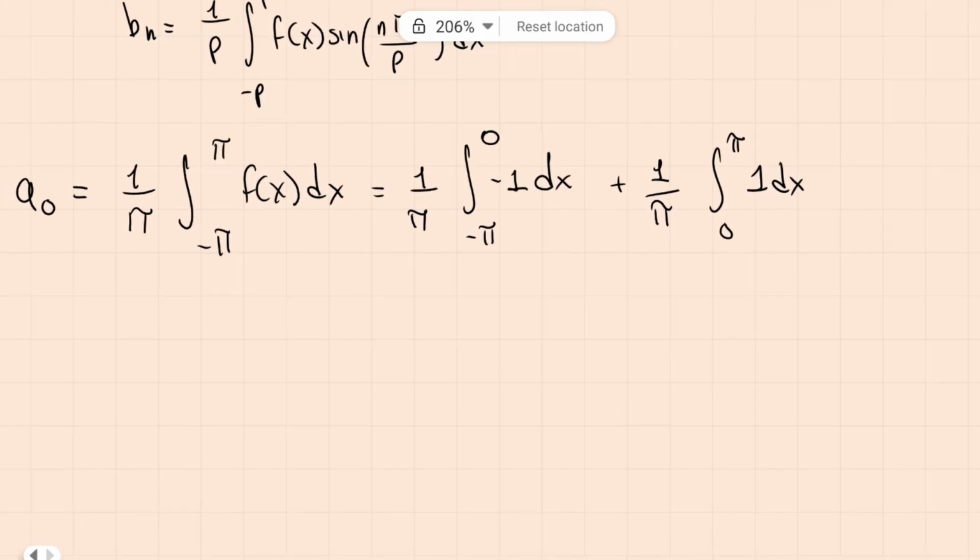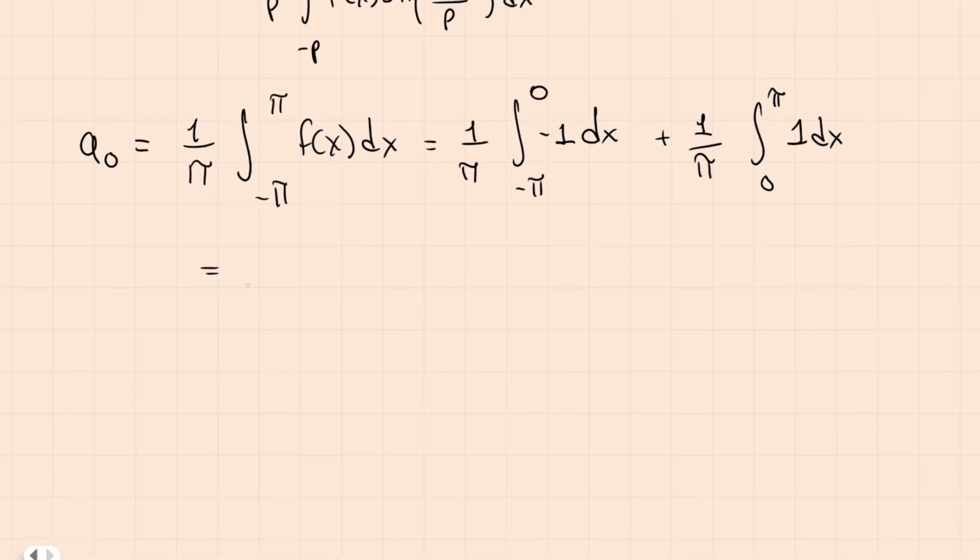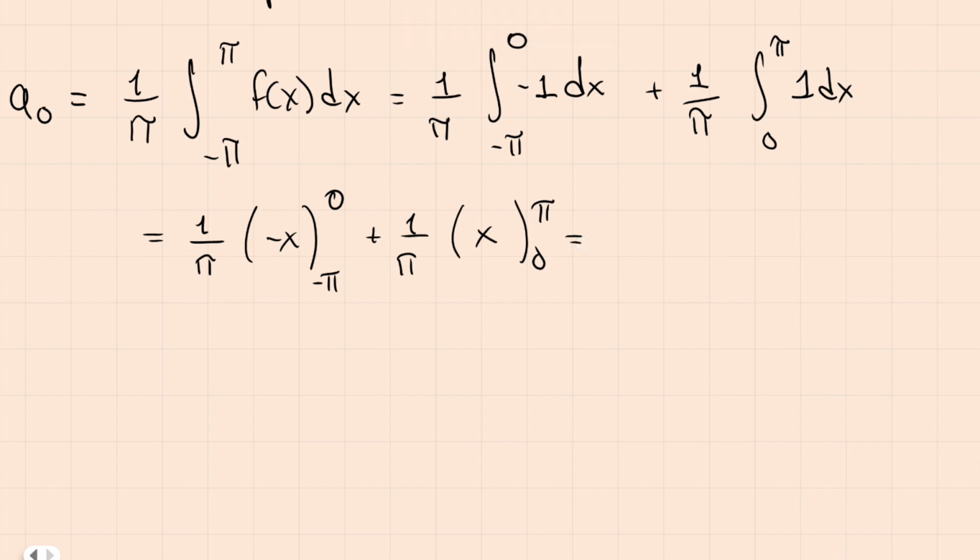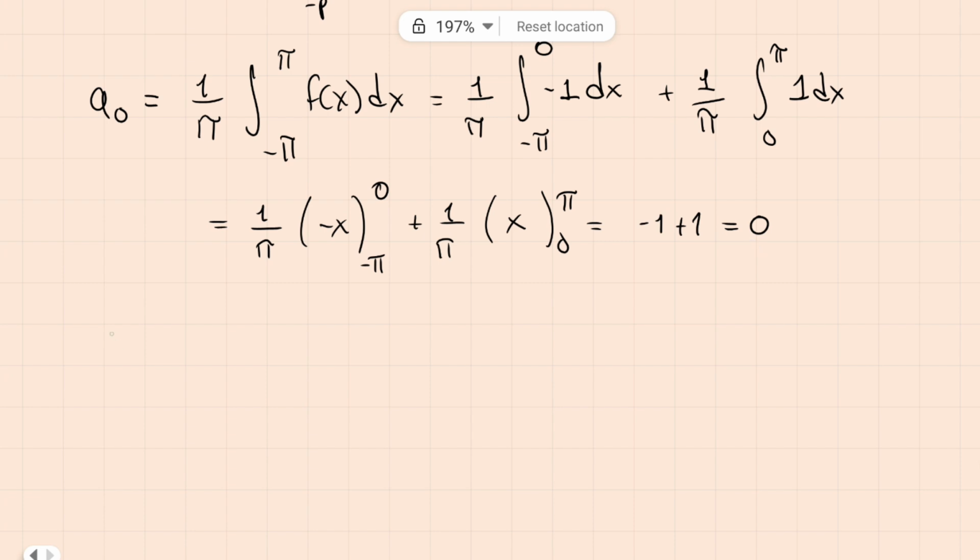Perfect. If we solve this, it's a very easy integral. We are going to get 1 over pi times negative x from negative pi to 0, plus 1 over pi times x from 0 to pi. It is very easy to notice that this is going to be -1 plus 1, which is, of course, 0. Perfect, so right now we are going to start with the a sub n term.